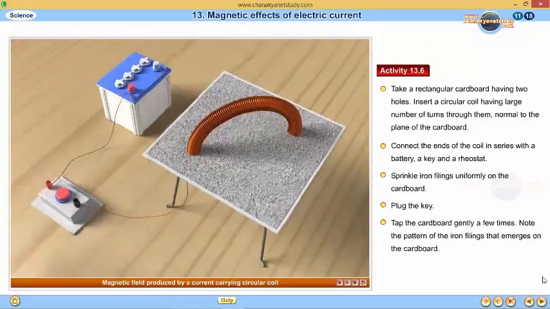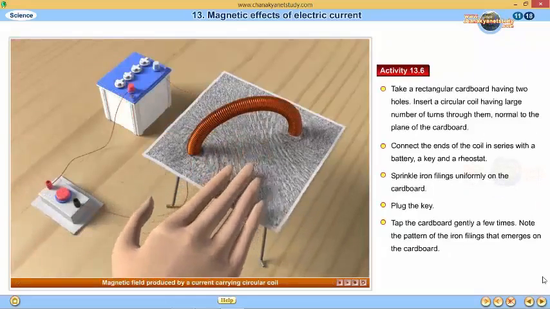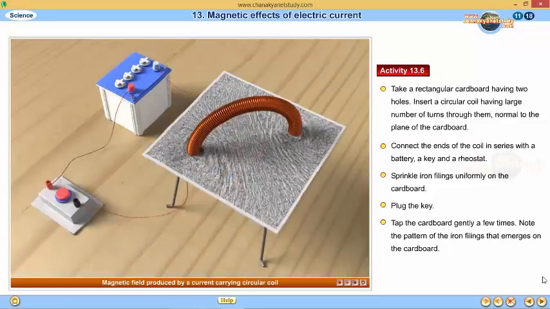Activity 13.6. Take a rectangular cardboard having 2 holes. Insert a circular coil having large number of turns through them, normal to the plane of the cardboard. Connect the ends of the coil in series with a battery, a key and a rheostat. Sprinkle iron filings uniformly on the cardboard. Plug the key. Tap the cardboard gently a few times. Note the pattern of the iron filings that emerges on the cardboard.